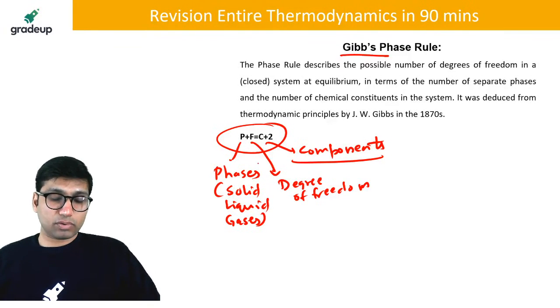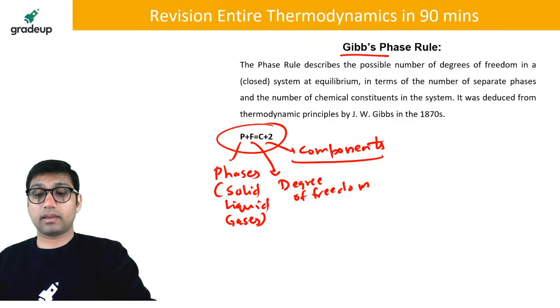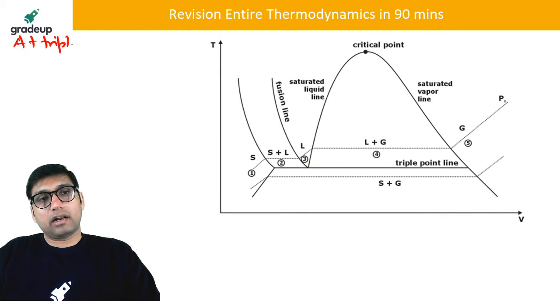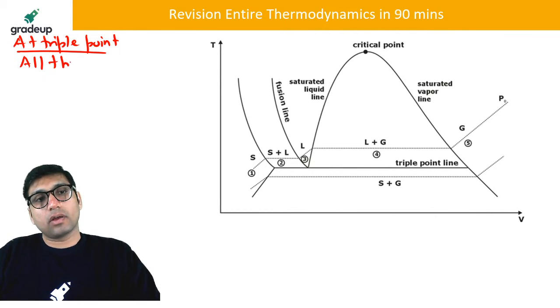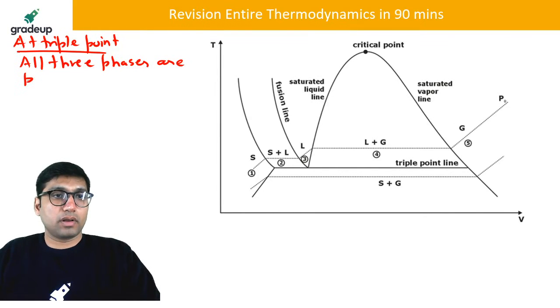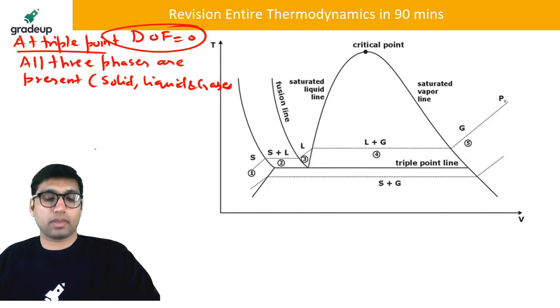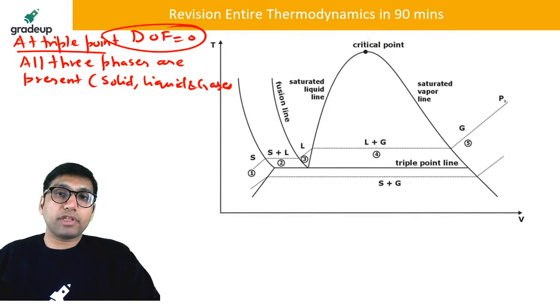Okay. So by the Gibbs phase rule, we get some very important results. These results are: at the triple point, all three phases are present, that is solid, liquid, and gases. They are in equilibrium. And at the triple point, degree of freedom becomes 0. But degree of freedom also becomes 0 at the critical point.